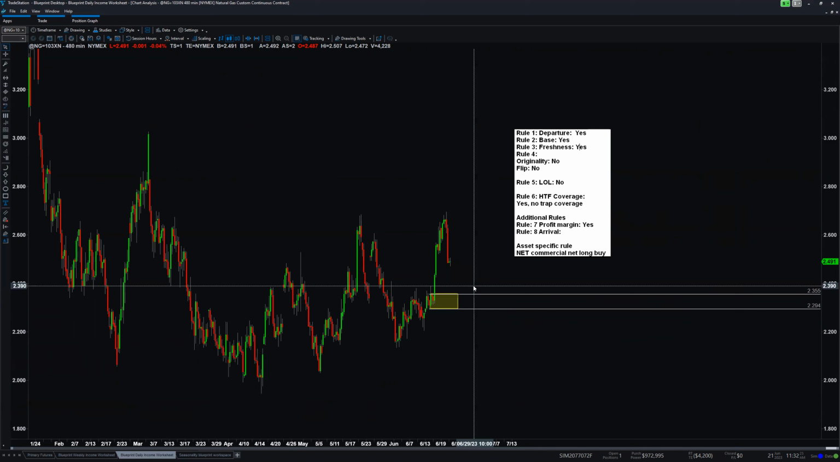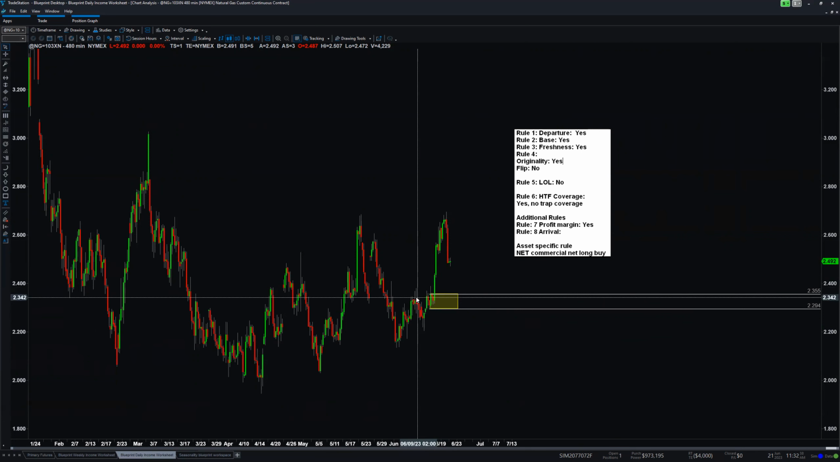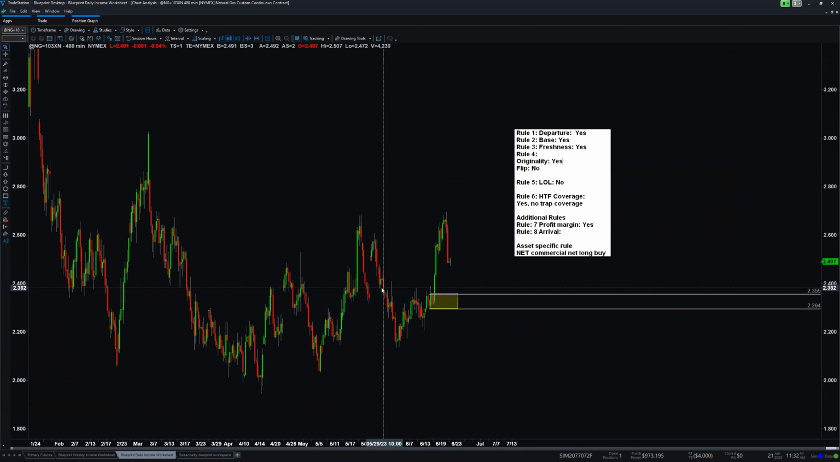Price has never tested this area, looking to the right. So we're fresh. Originality, yes, it's original. It's a rally-based rally, and rally-based rallies are usually original, because if I look to the left, I see pivots to the upside and I may see supply. So there's no demand on this side. We can agree on that.